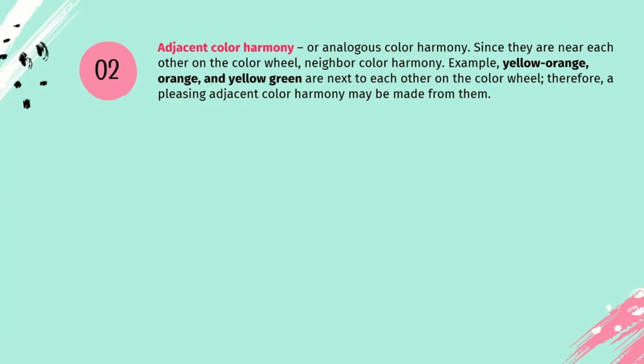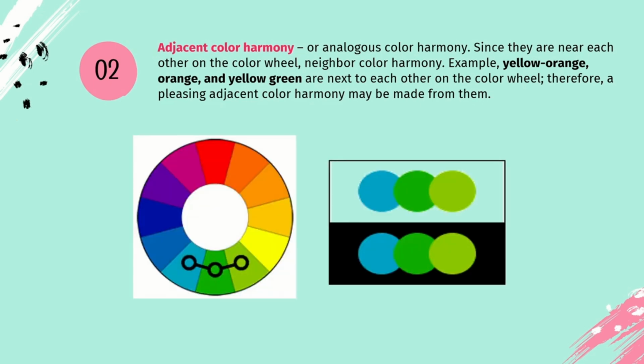Second is the adjacent color harmony, or the analogous color harmony. Since they are near each other on the color wheel, it is also called neighbor color harmony. Example, yellow, yellow-orange, orange, and yellow-green are next to each other on the color wheel. Therefore, a pleasing adjacent color harmony may be made from them. So another example, in adjacent color harmony, we have blue, green, and yellow-green.